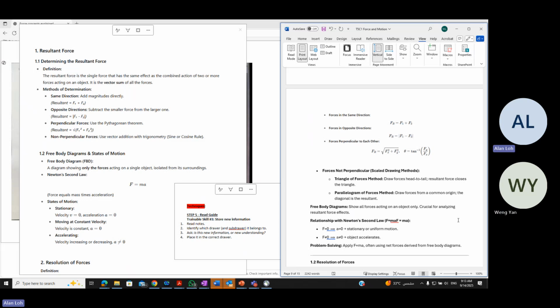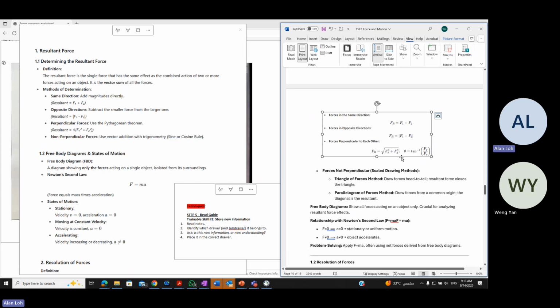Do you feel that now this formula doesn't feel so scary? Yeah, because it's linked to the drawers. It doesn't feel so scary now because you already know the concept. You know they are the same direction, opposite direction, and it's very clear. Same direction, of course, F1 plus F2. The opposite direction obviously is minus.